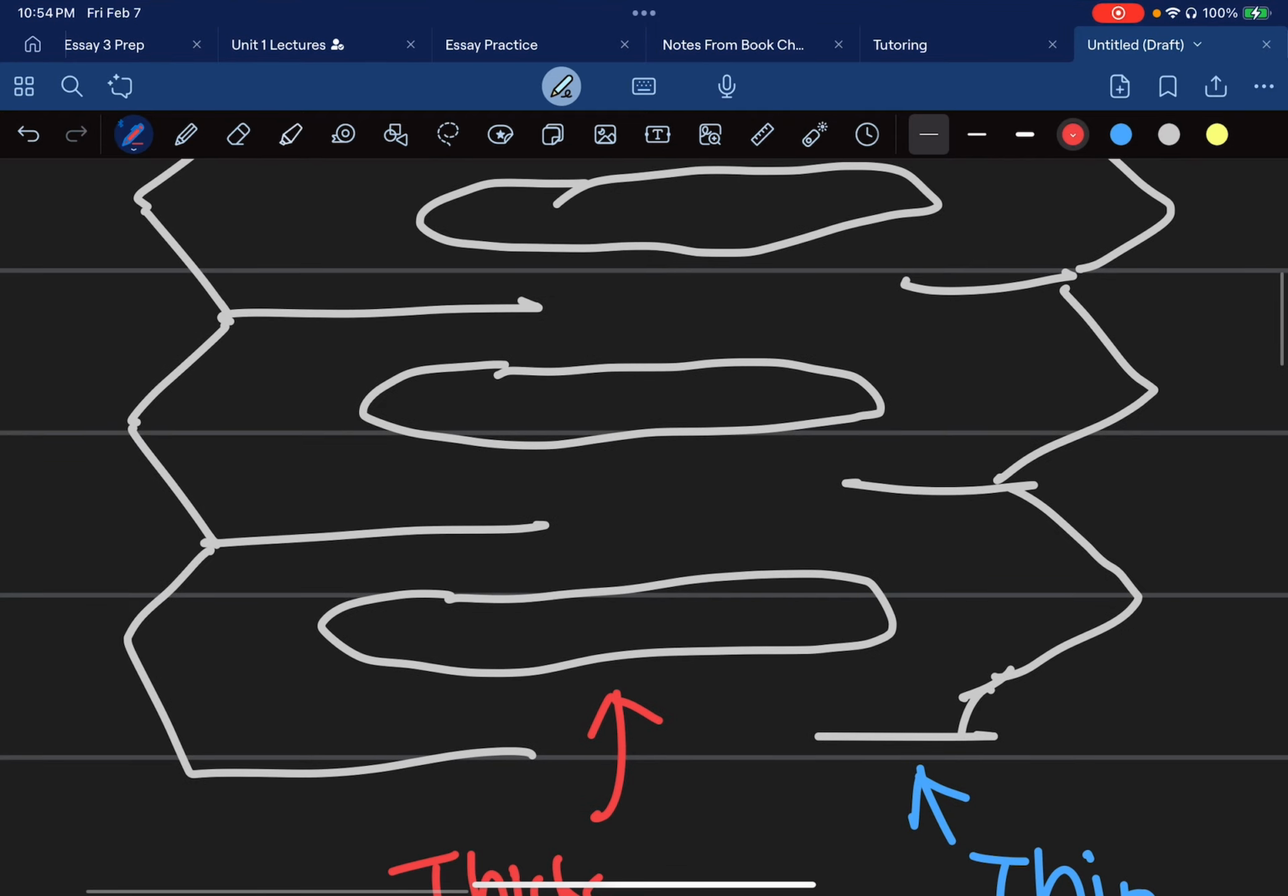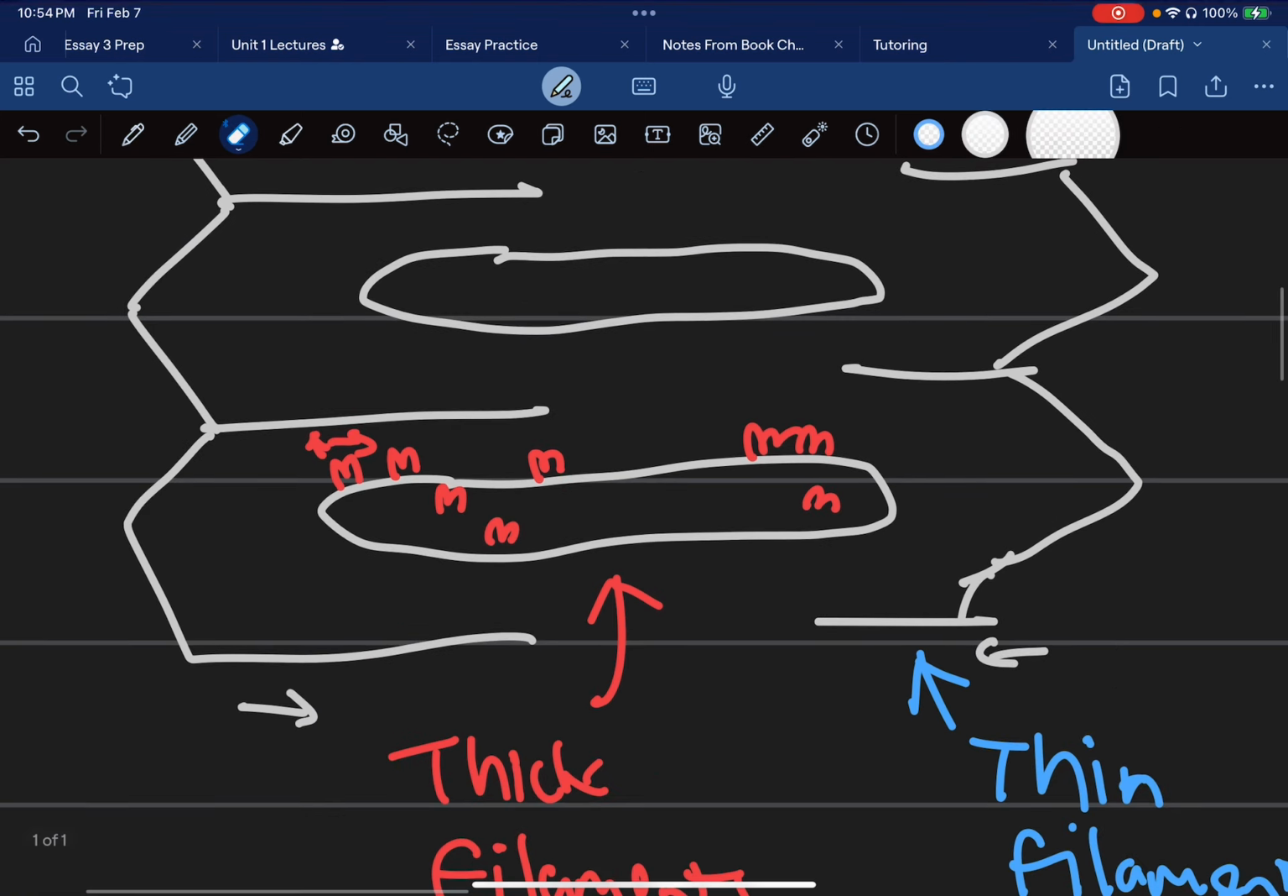So just to give a little example, we've got all these little myosin heads all around the sarcomere, or all around the thick filament, and these are going to connect to the thin filament and contract and pull the thin filament this way, and that's what's going to cause our muscle contraction.